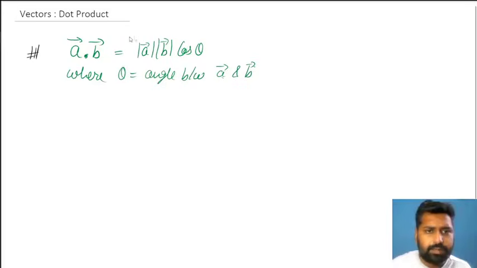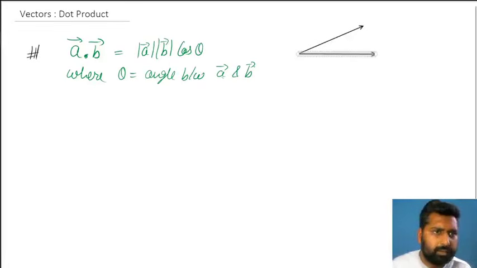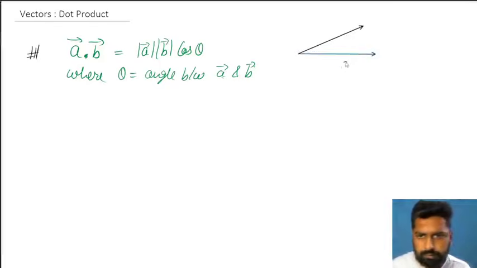Okay, so let's say you have two vectors now, like this, A vector and B vector. And there is an angle between them, theta. So the dot product is magnitude of A, magnitude of B into cos theta. Okay.